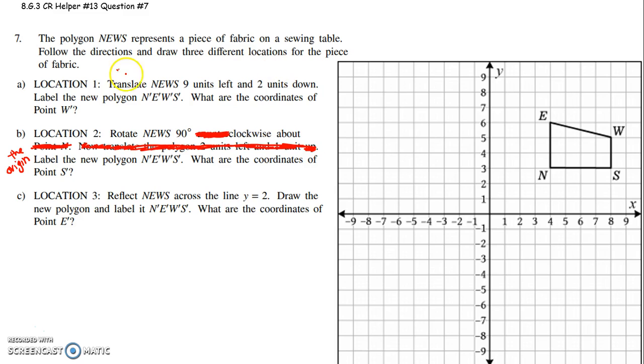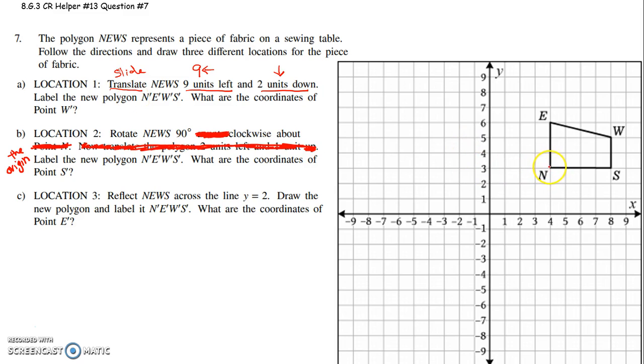All right, location 1: translate NEWS 9 units left, 2 units down. Label the polygon N prime, E prime, W prime, S prime. What are the coordinates of W prime? Okay, so we're going to translate, which means we'll slide 9 units left and 2 units down. So let's start that, and we'll label that location 1 and give it some primes.